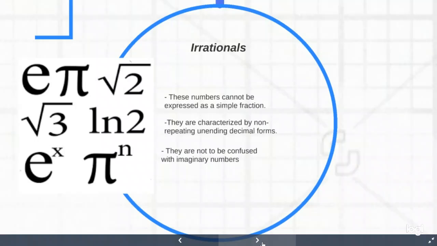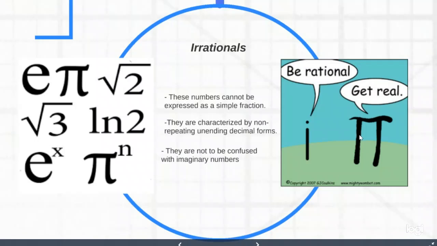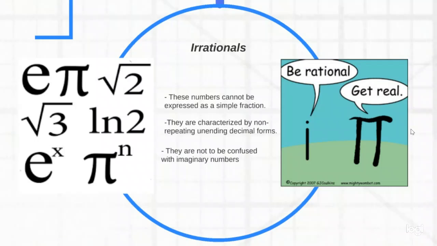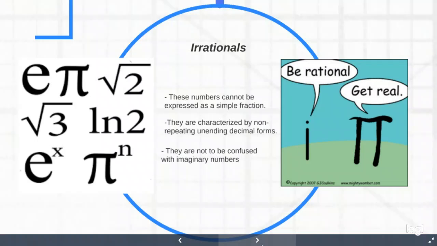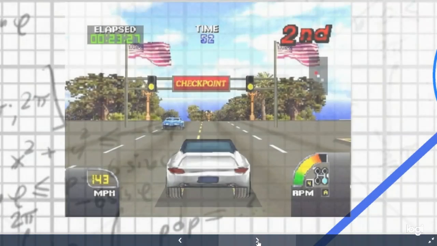So those are irrational numbers. Now, they're not to be confused with imaginary numbers, okay? So i is imaginary, pi is irrational. So imaginary is not real, pi is not rational, and those are numbers. That's how numbers make fun of each other. All right. Irrational numbers, numbers like pi, numbers like imperfect square roots, okay? And then there's a chart of how the imperfect square roots just go on forever.